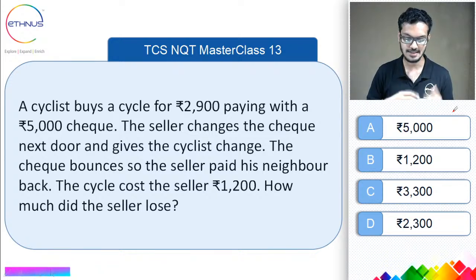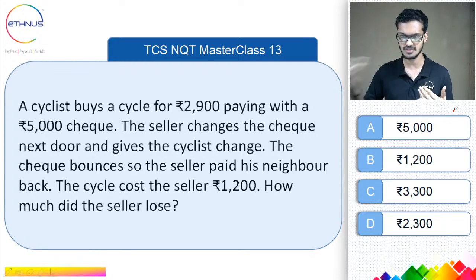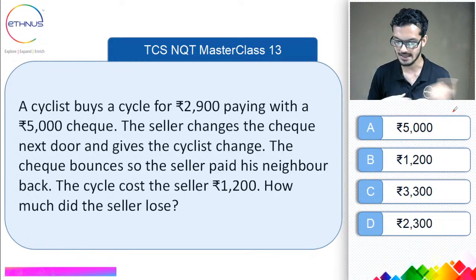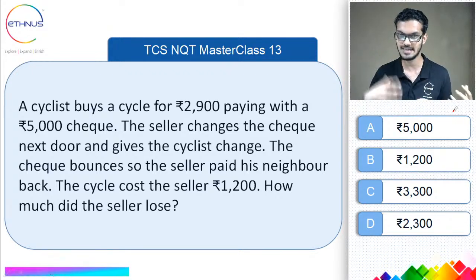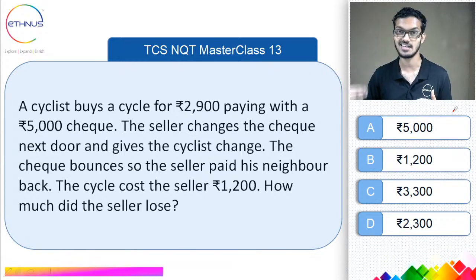A cyclist buys a cycle for rupees 2,900, paying with a rupees 5,000 check. The seller changes the check next door and gives the cyclist change. The check bounces, so the seller pays his neighbor back. The cycle cost the seller rupees 1,200. How much did the seller lose? Let me know the answer in the live chat.